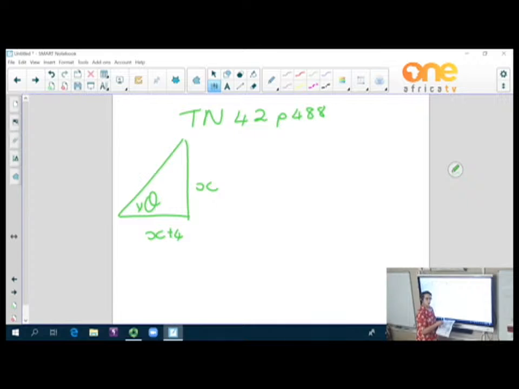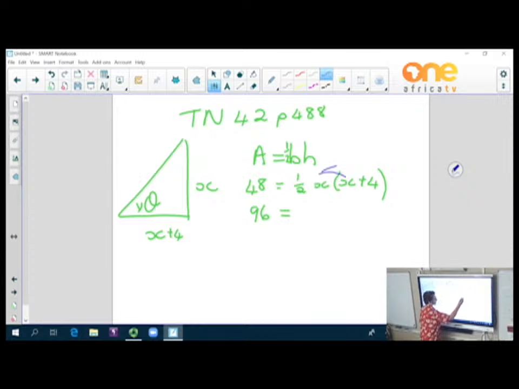Remember, you have to show that. You may not just use that. I know this is a right angle triangle, so I know area is half base times height. So the 48 that was given is a half of x times x plus 4. That's where you're going to start. I will get rid of this fraction with the LCM, so it is then 96, and I'm going to multiply this in here, so then I have x squared plus 4x.